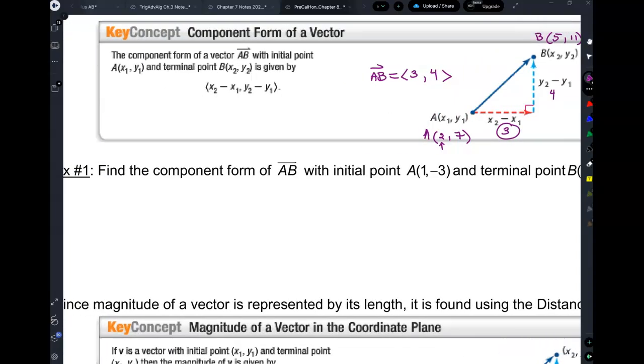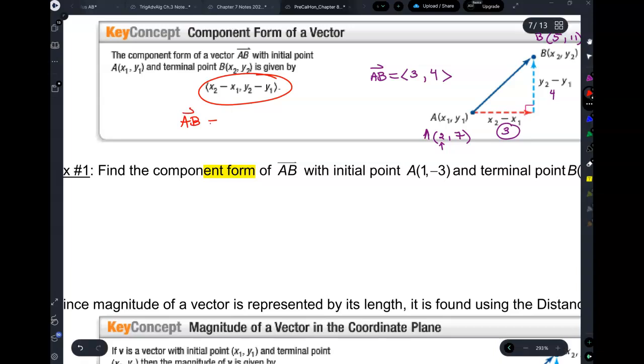So the way in which we write component form is this. The component form of a vector is x2 minus x1, y2 minus y1, okay? And so if this is vector AB, then I say the components are usually little a, little b. But these are not vectors. These are just numbers, okay? So the first component is always a. The second component is always b.